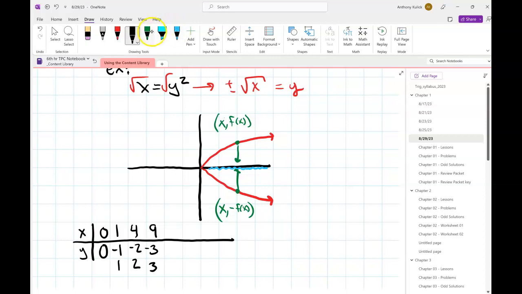So what we'd say here is that f of x should equal negative f of x.